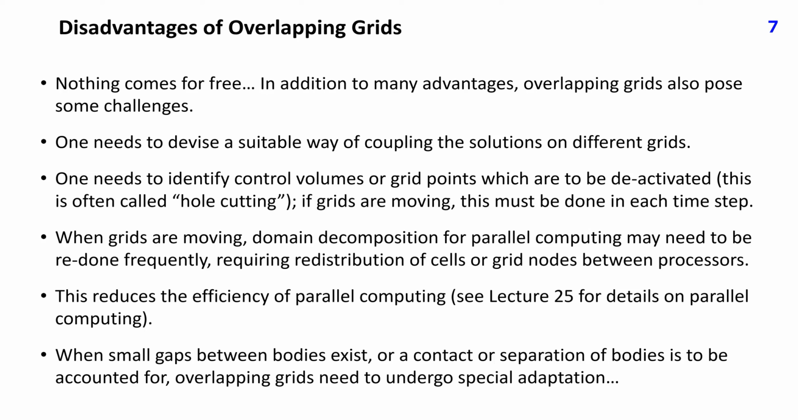When small gaps between bodies exist, or a contact or separation of bodies is to be accounted for, overlapping grids need to undergo special adaptation. This may include modification of solver and boundary conditions.